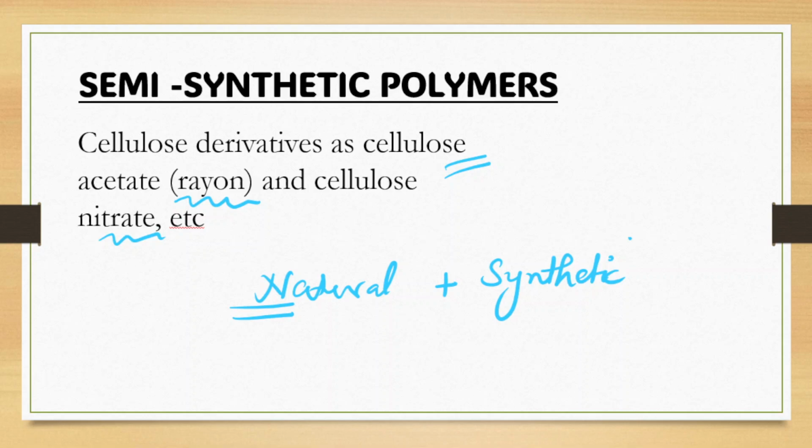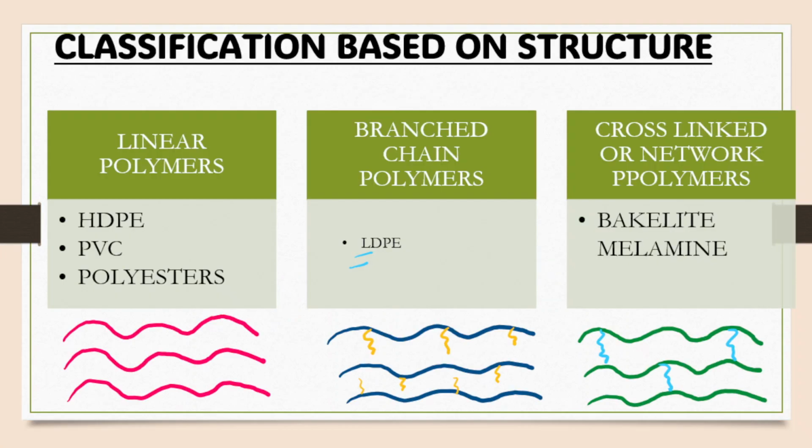Next, we have to study the classification of polymers based on structure. There are three types of polymers based on structure. First is the linear polymer, second is the branched chain polymer, and third is the cross-linked or network polymer. In linear polymers, the polymeric chains are linearly arranged. They are held by weak intermolecular forces. Examples are HDPE, high density polythene, PVC, polyvinyl chloride, and polyesters.